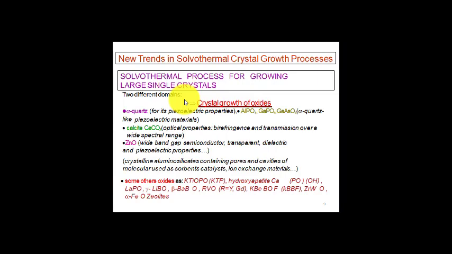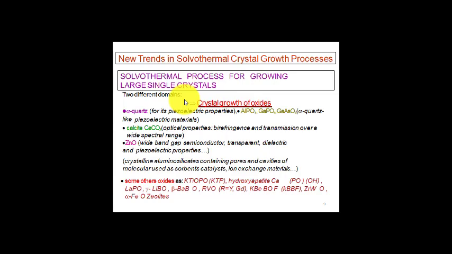Just like alpha quartz, some other oxides like aluminium phosphate, gallium phosphate, barium arsenate, they also show alpha quartz-like piezoelectric properties. They can be synthesized by using hydrothermal method. Calcite, which shows optical properties, can be synthesized over a wide spectral range. Zinc oxide is a semiconducting material, wide band gap, and shows transparent dielectric and piezoelectric properties.